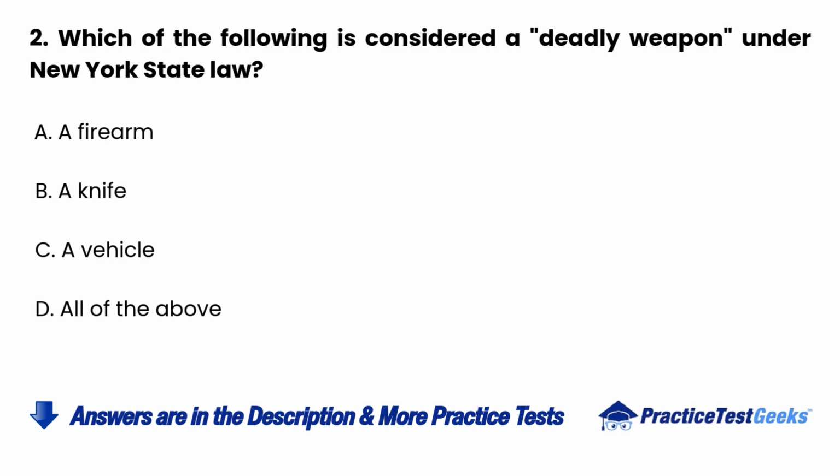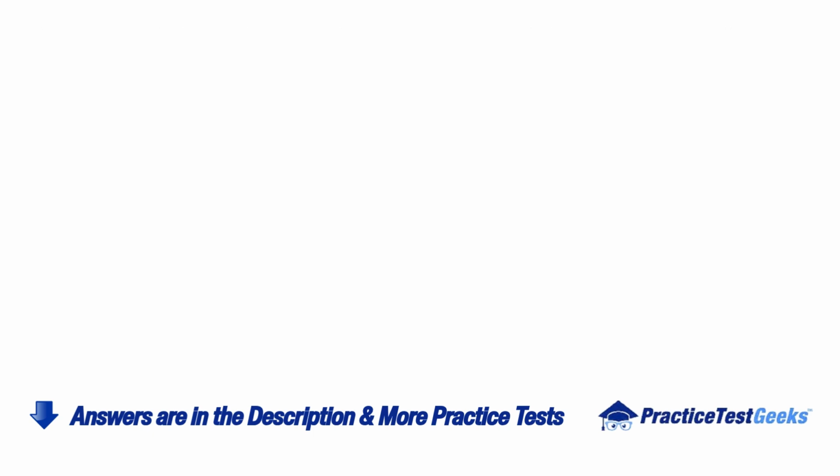2. Which of the following is considered a deadly weapon under New York state law? A. A firearm. B. A knife. C. A vehicle. D. All of the above.